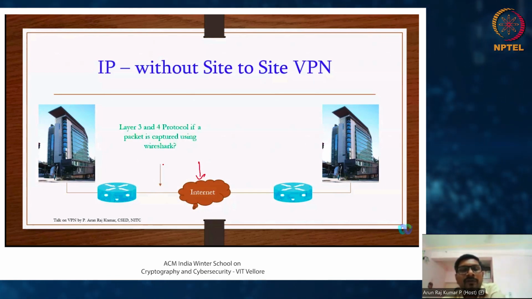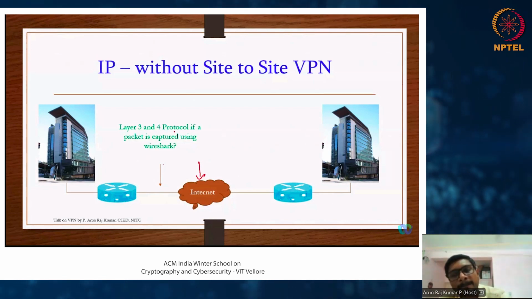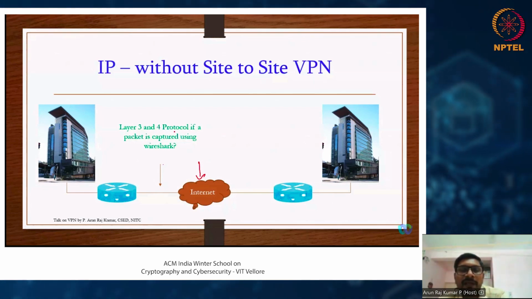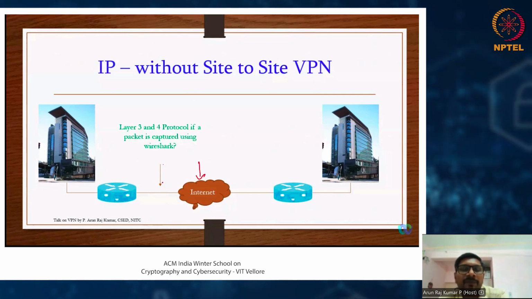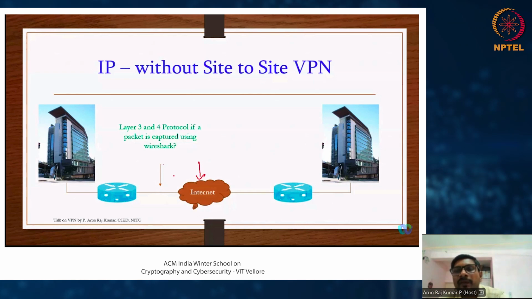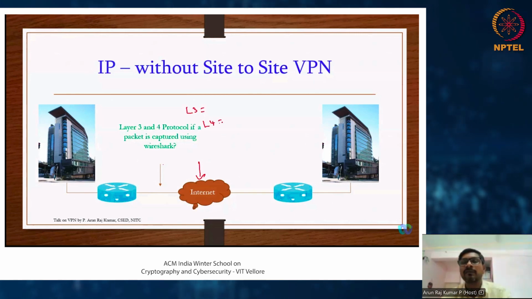So layer 3 and layer 4 protocol, if the packet is captured, okay. So the question is, suppose you're capturing using a Wireshark tool, what will be the layer 3 and layer 4 protocol? Any answers? In your TCP/IP protocol stack, what will be the layer 3 and layer 4 protocol, if you're capturing a packet using Wireshark here, at this point? So layer 3 will be, any answers in the text box?